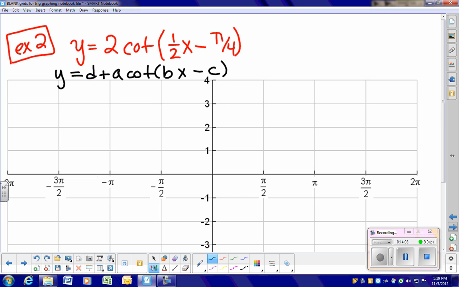And let's identify the pieces that we have, okay? We don't have a d value. We do know that a equals 2. In this case, that's not amplitude so much, but it does have to do with those quarter points. We'll come back to that.